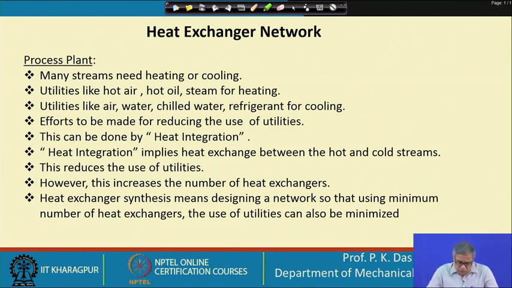And so, that is the first goal. First goal has got two achievements, the primary achievement and secondary achievement. Then the second goal of the heat exchanger network synthesis is that I will try to minimize the use of utility, but I will do it with a minimum number of heat exchangers. So, number of heat exchangers, that gives the initial cost. So, the initial cost also I would like to reduce.